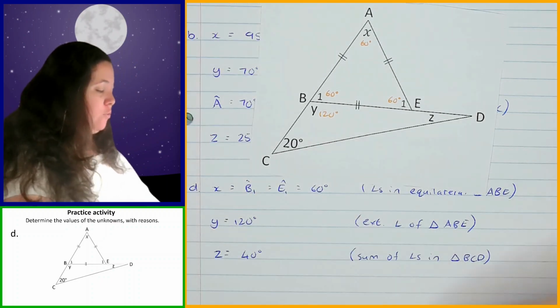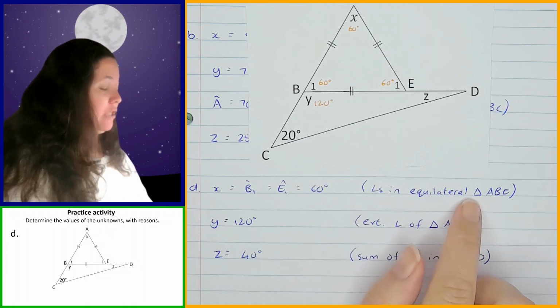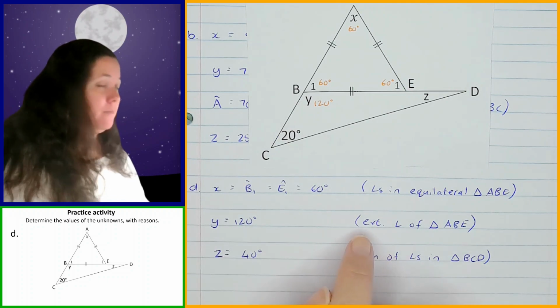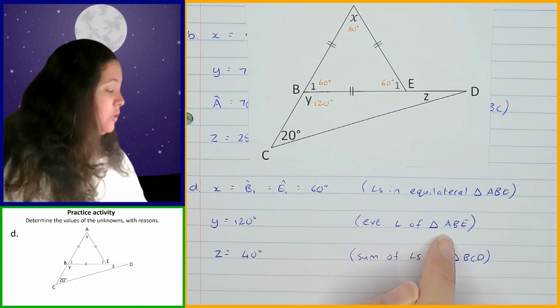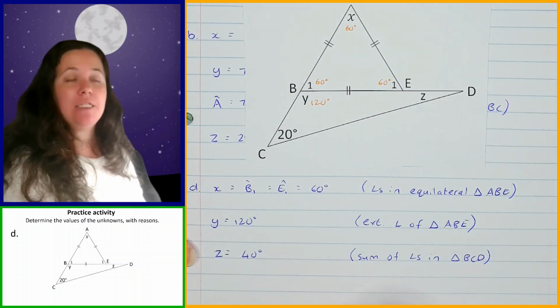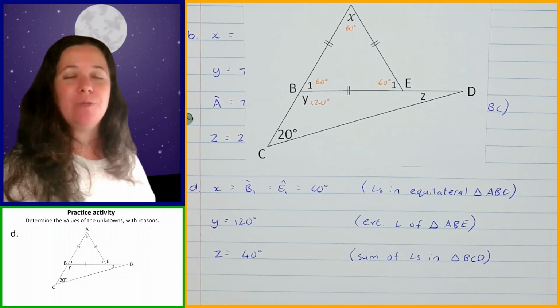So you should have got, for question D, that x is 60 degrees. We use the equilateral triangle to work that out. Y is 120 degrees. I used the exterior angle of a triangle to work that out. And z is 40 degrees. And I used the sum of the interior angles of triangle BCD to work that out. And that is how we solve problems with triangles.